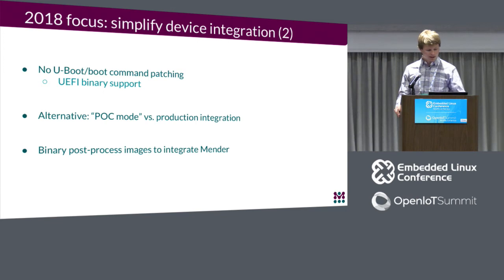And then finally, we want to have some way to do binary post-processing also in order to support Mender. So if you have an image already, have some tool that can repartition it for you, and make sure that you can do the partition switching. So if all this is binary and there is no need to do source patching, we can also build a tool that just takes your existing image and builds it into an SD image that includes Mender and the partitions that you need. So these are some of the things we're working on right now. Does it make sense, or do you have any other ideas how we can do the integration easier?